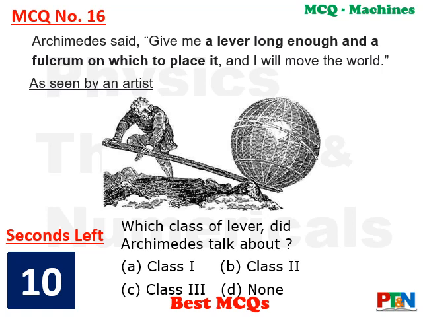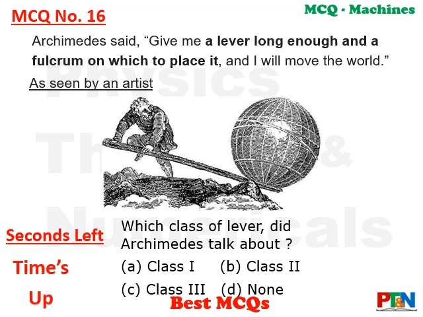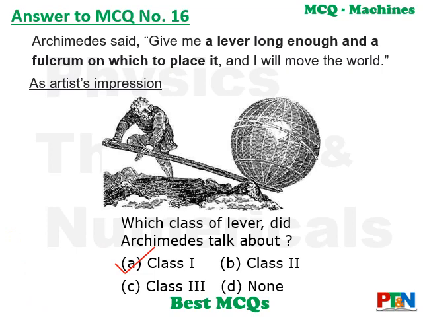Next MCQ. Archimedes had said, give me a lever long enough and a fulcrum on which to place it and I will move the world. An artist's impression is like this as shown in the picture. What is the kind of lever Archimedes talked about? Which class of lever did he talk about? You need to decide your option in 10 seconds time. Timer starts now. Time's up. Let's see the answer. Answer is class 1 lever.